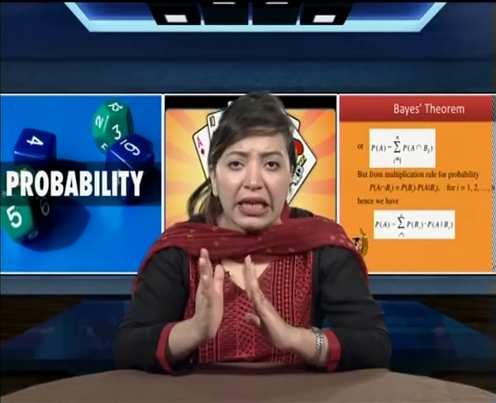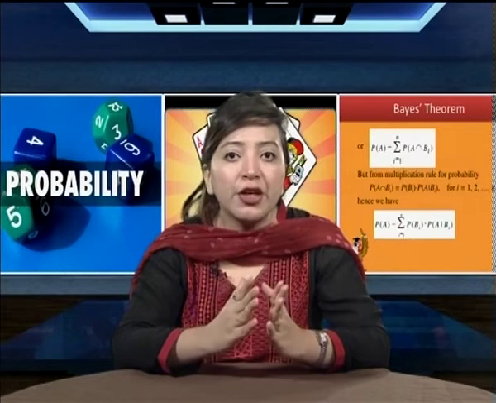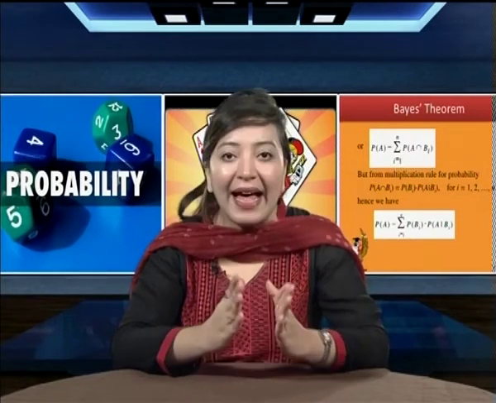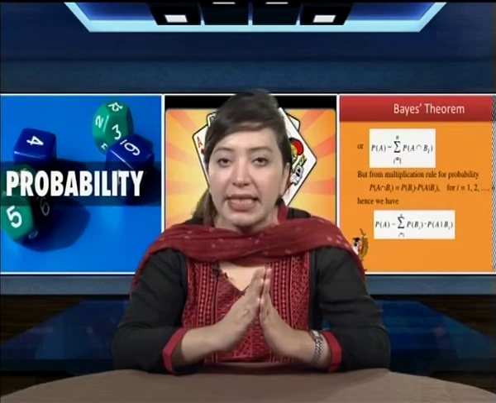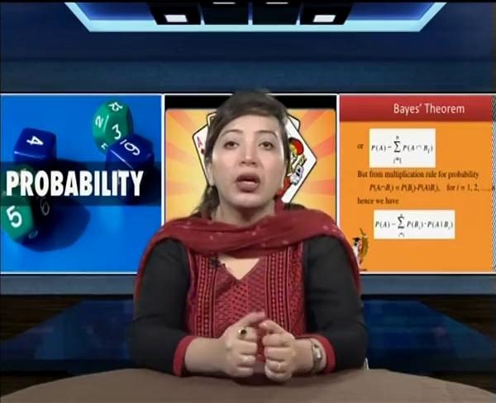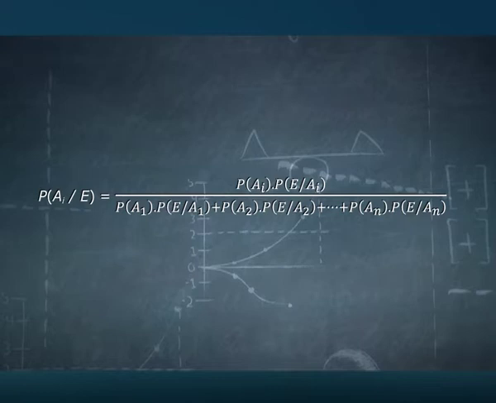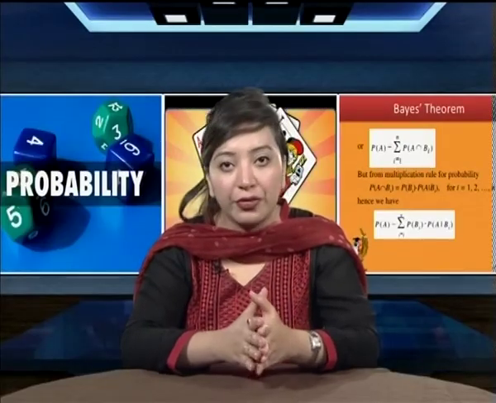Now substituting in equation 1 the expression of probability of E obtained in equation 3 and the expression of probability of AI intersection E obtained in equation number 2, we get probability of AI given E equals probability of AI times probability of E given AI, the whole thing divided by probability of A1 times probability of E given A1 plus probability of A2 times probability of E given A2 plus so on, plus probability of AN times probability of E given AN. So this completes the whole proof.